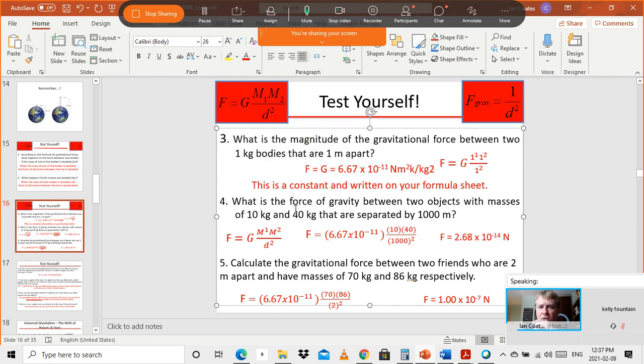Let's do a real question here. What is the force of gravity between two objects with masses of 10 kg and 40 kg that are separated by 1,000 meters? Plug and play. So what am I looking for? Force of gravity. Okay, I have this formula here. He's giving me mass and mass. Well, I have mass 1 and mass 2 separated by 1,000 meters distance. Plug and play.